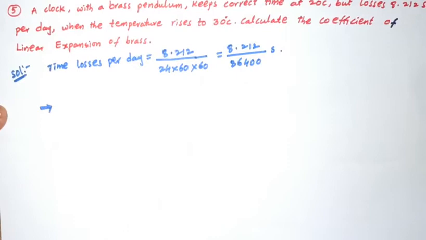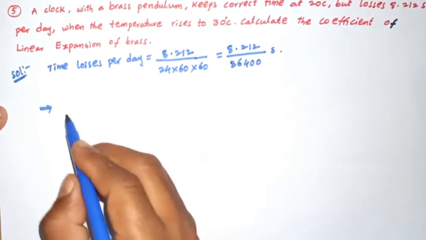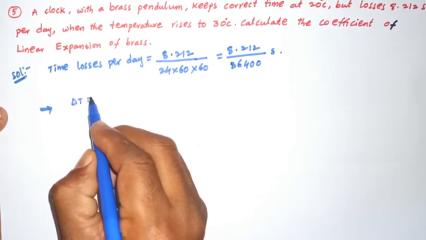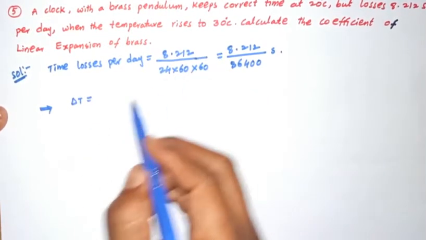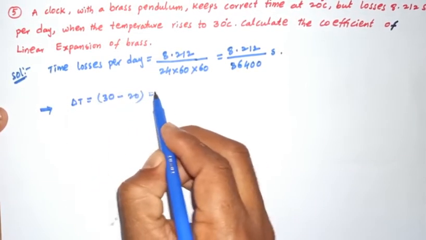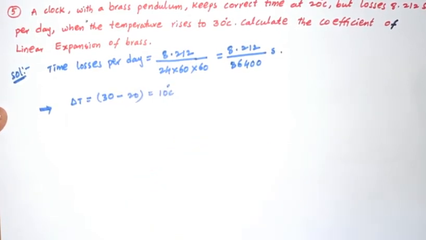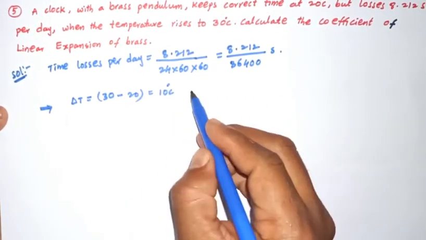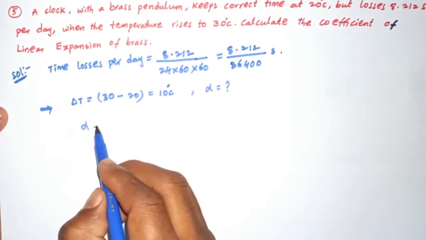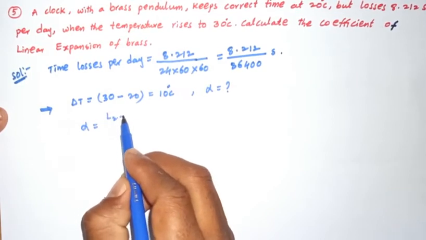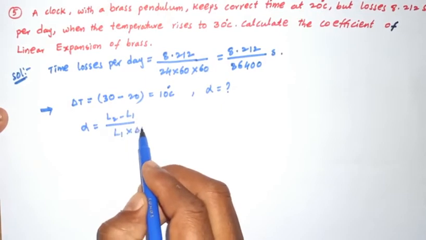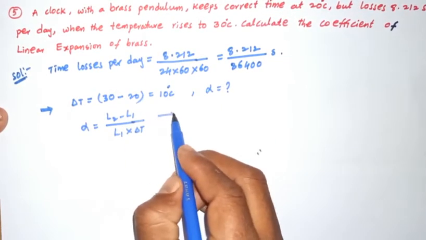Now we can find out the temperature difference. Delta T equals 30 degrees minus 20 degrees, that equals 10 degrees Celsius. So we can find out the alpha value. The relation is alpha equals L2 minus L1 by L1 into delta T. This is equation number 1.